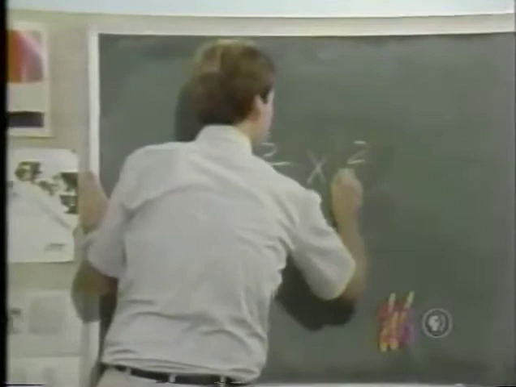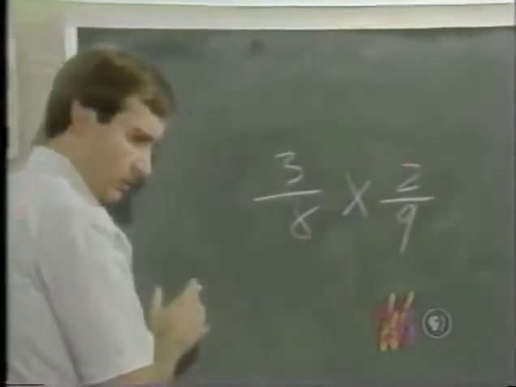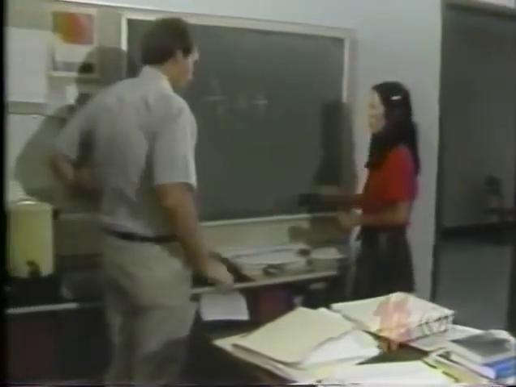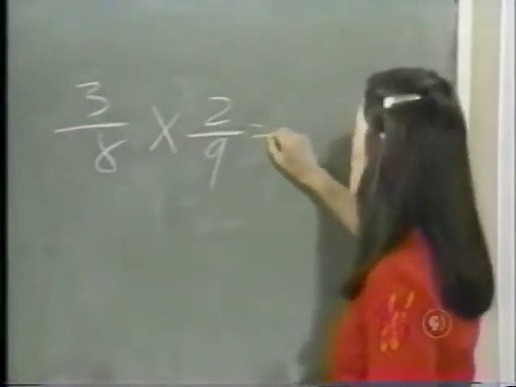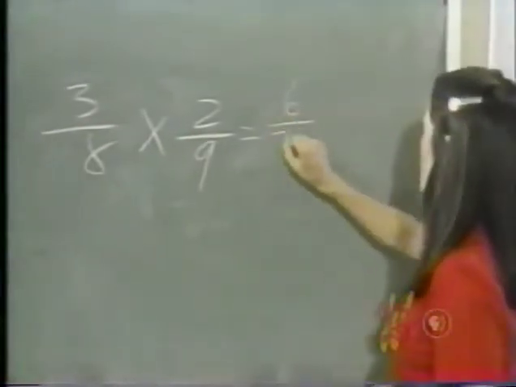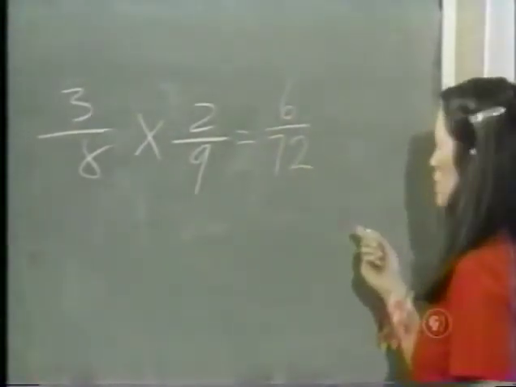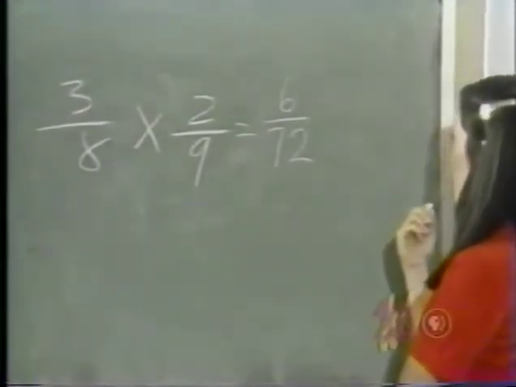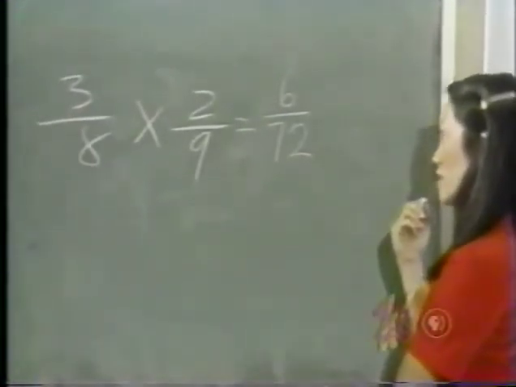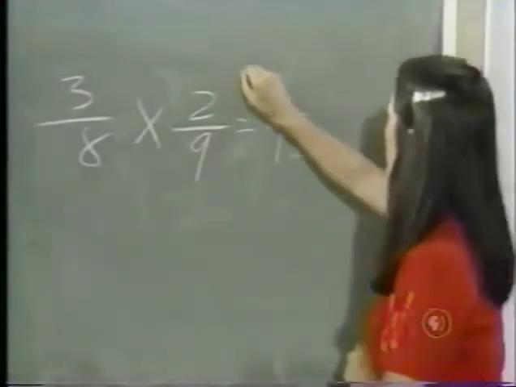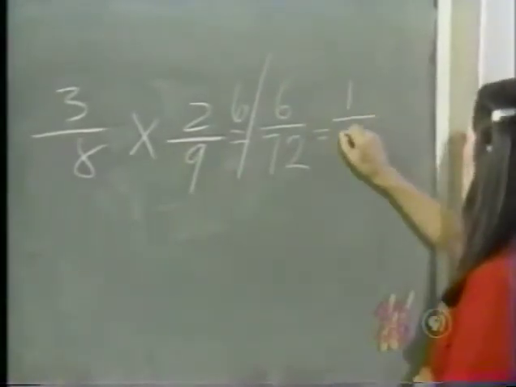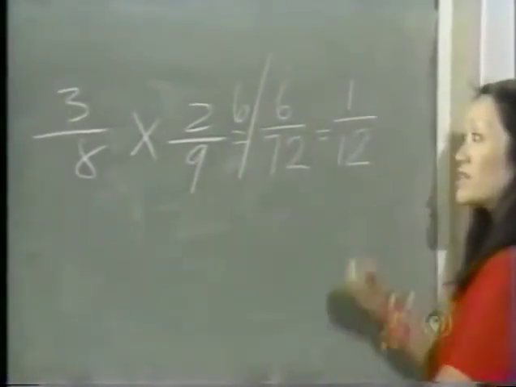3/8 times 2/9. Solve this for me, will you? Okay. Now do what you normally do. All right. 3/8 times 2/9 equals 6 over 72. Now, this will probably reduce, so let's see. 2 goes into both the numerator and the denominator. Maybe 3 does. Maybe 6. Yeah, 6 will go into it. 6 goes into 6 once, and into 72 12 times. 1/12 is the answer. Now that's the right answer, but it took a while to get that, didn't it?